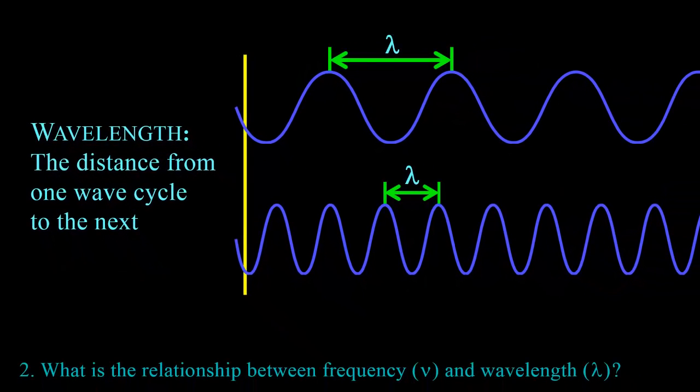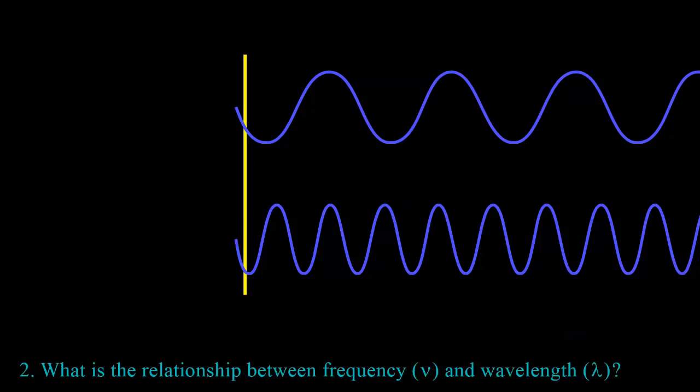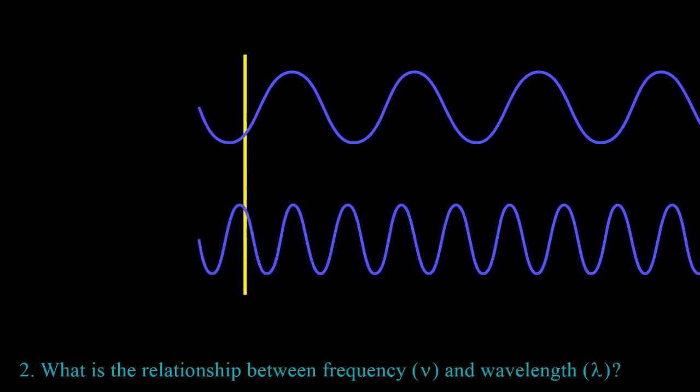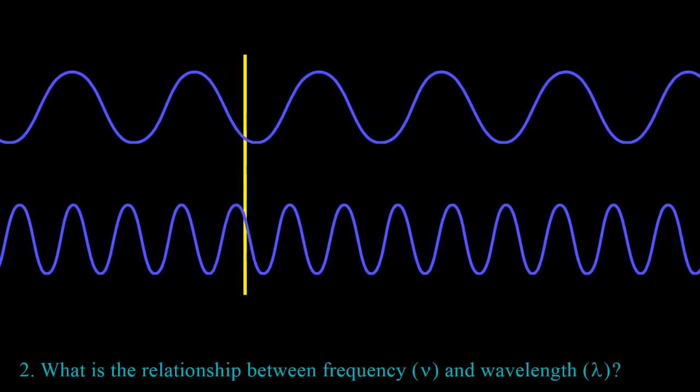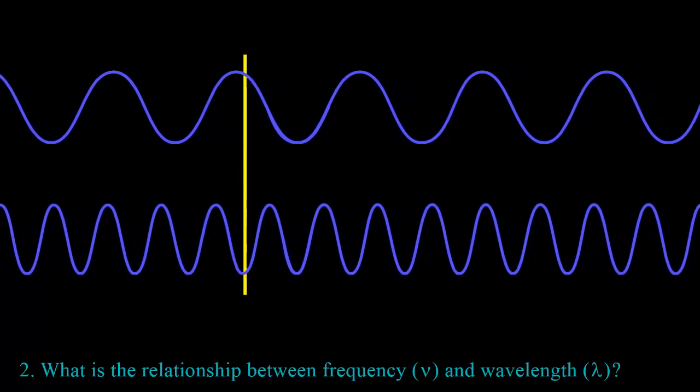Both waves will move at the same speed, so how will different wavelengths affect their frequency? The amount of wave cycles passing through the yellow line. To bring the point home, each wave will flash as it passes the yellow line. You can see that the shorter wavelength flashes more frequently than the longer wavelength.